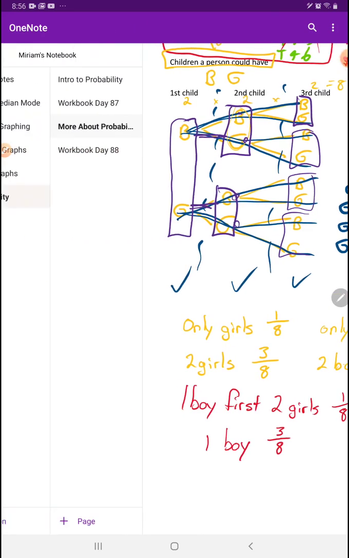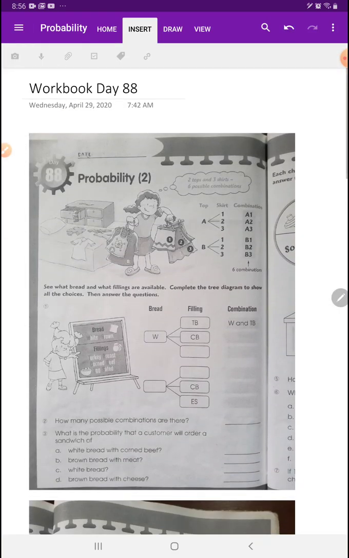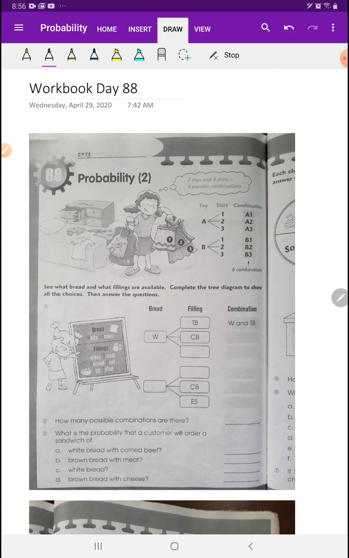Okay, let me just look at your work very quickly with you, and then we'll move on. All right, so here, this is just very simply what I did already. You've got 2 choices. You've got white bread and brown bread. So you have to write your bread choices here, and then you have to write your filling choices here. And these are your fillings. Turkey breast, corned beef. Turkey breast is TB, corned beef is CB, and egg salad is EG.